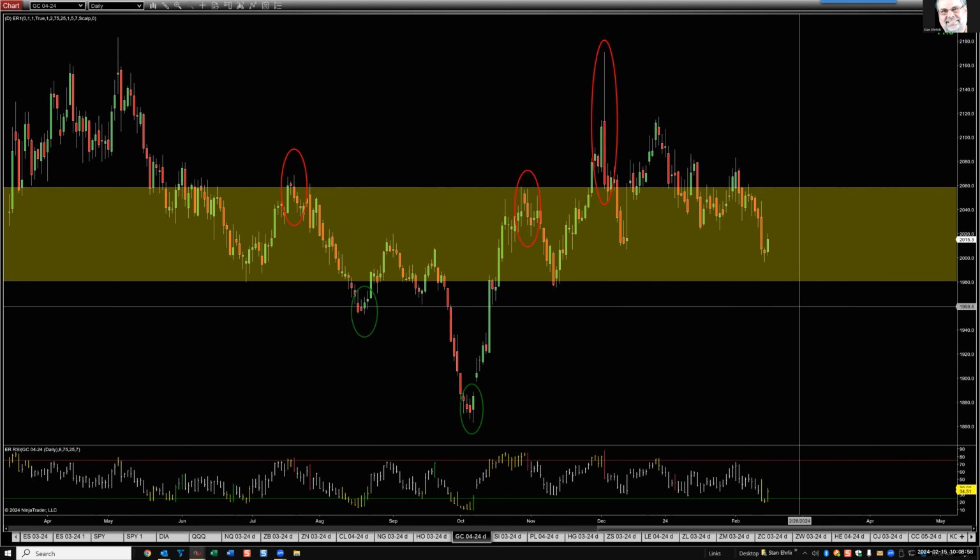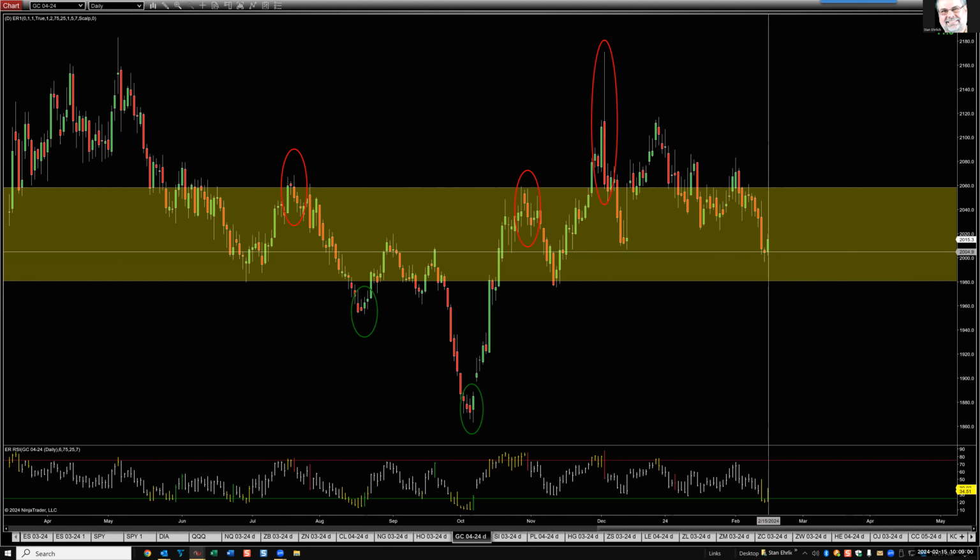Okay, oversold, no bullish engulfing, a little bit of a rally. That's about the best I've got for gold. Kind of neutral to a little bit bearish, looking for a downside breakout.